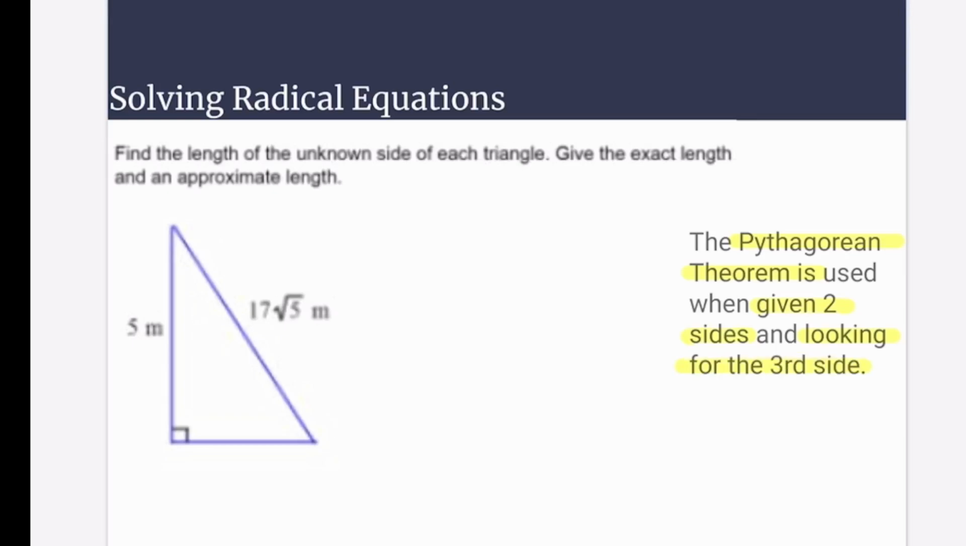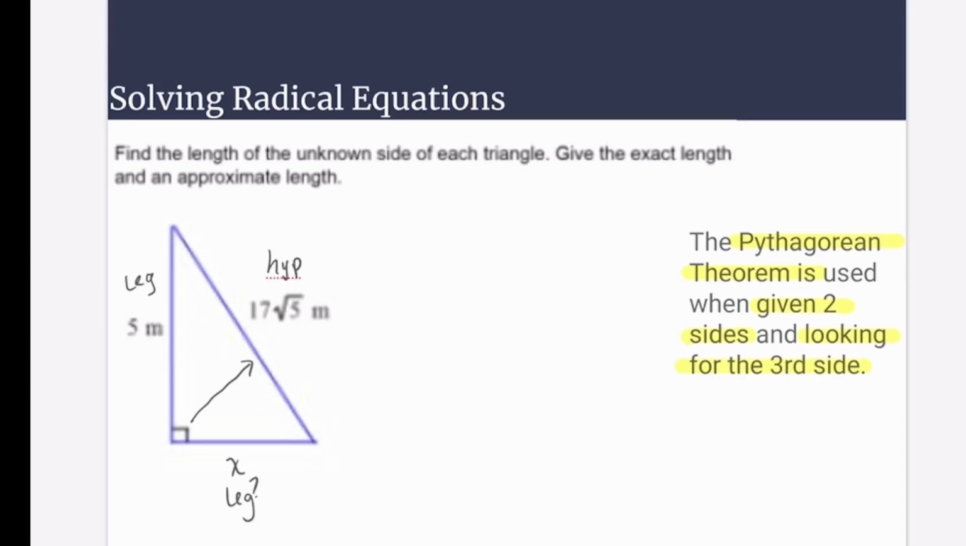So we have all sides here. We see that the hypotenuse, across from the 90-degree angle, is 17 radical 5. We see that one of the legs is 5, and these are all in meters. So we are looking for this other leg.